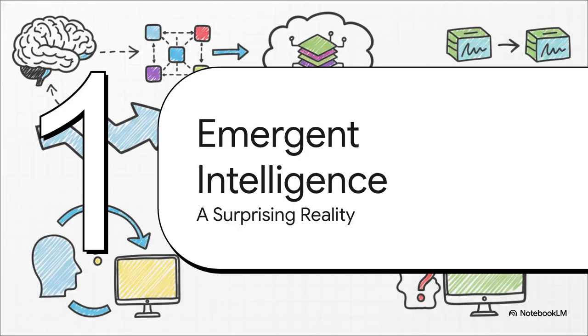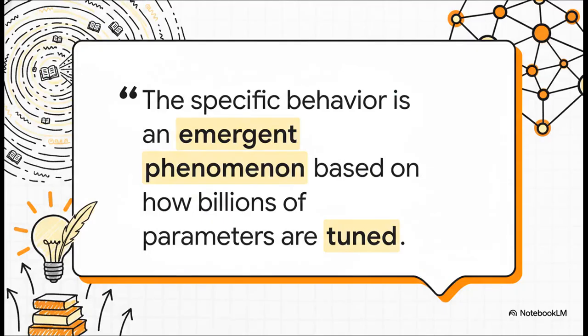So we've covered the data, the computation, and the architecture. But maybe the most surprising thing of all is the result. The incredible abilities these models have, like reasoning or writing computer code. Well, nobody ever actually programmed them to do those things. This is the key idea right here. These complex skills are an emergent phenomenon.